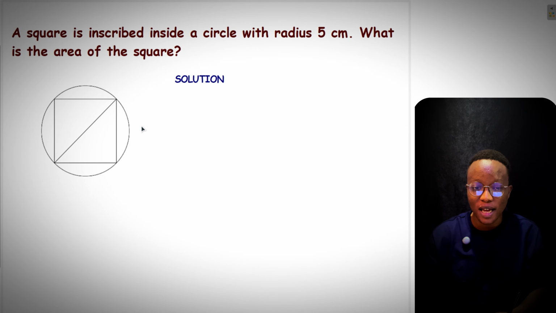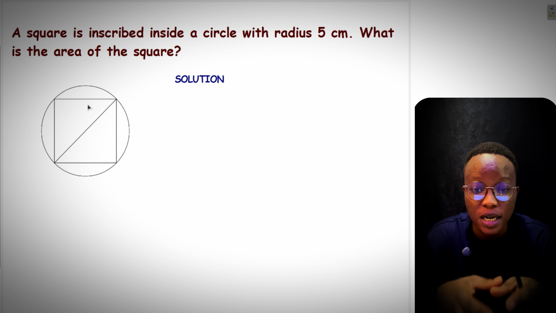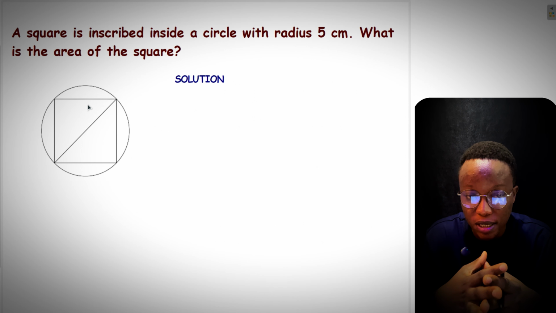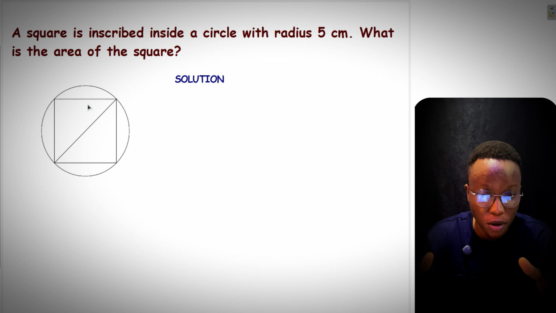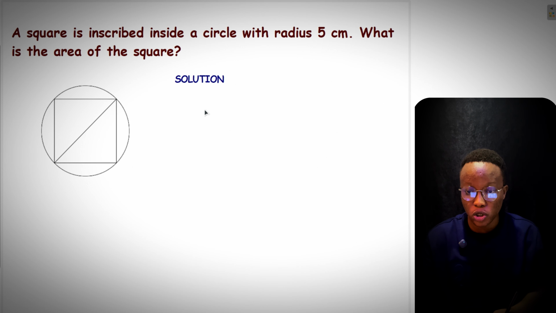All right, today we'll be solving this question. The question says a square is inscribed inside a circle with radius 5 centimeters. What is the area of the square? Okay, so we have an image there to give us a pictorial representation of what we're looking at here.